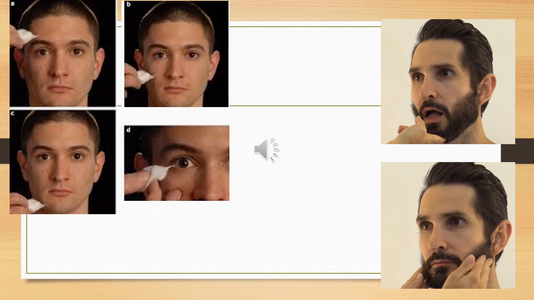Now, examination of the other muscles. For the temporalis muscle, ask the patient to clench his teeth, and inspect and palpate the temporalis muscle, which is roughly located immediately above the ear. Now, examination of the masseter muscle, as you can see on the right lower hand side of this scan.